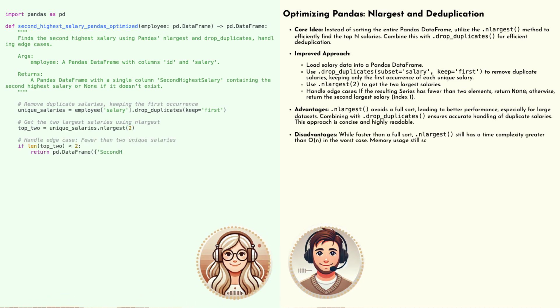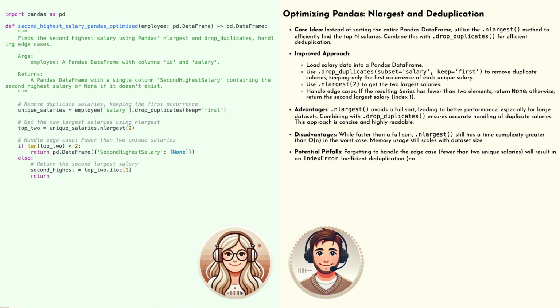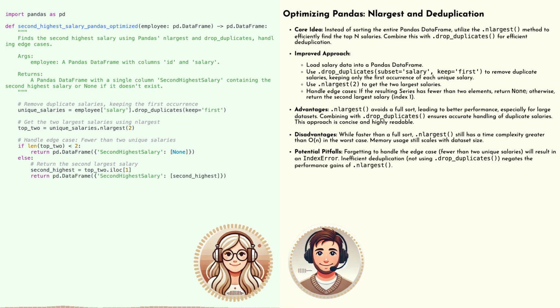Exactly. Now, I'm curious, is there a way to find the second highest salary in Pandas without sorting the entire data frame? Well, that's an interesting thought. Because sorting can be a bit time-consuming, especially when dealing with huge data sets. Right. It would be great to avoid that if possible. And guess what? Pandas actually has a function just for that. Really? It's called nlargest. Okay, nlargest. That sounds promising. Tell me more.